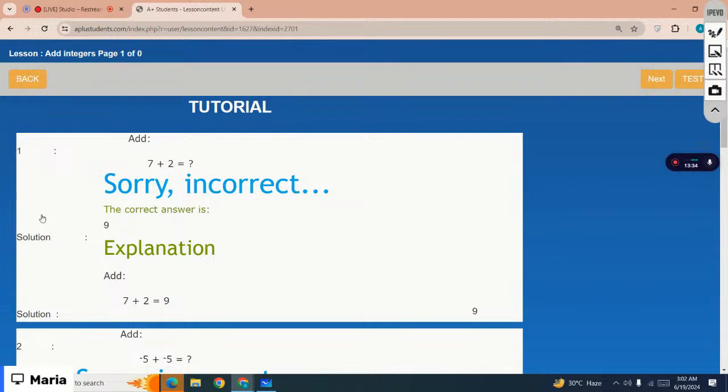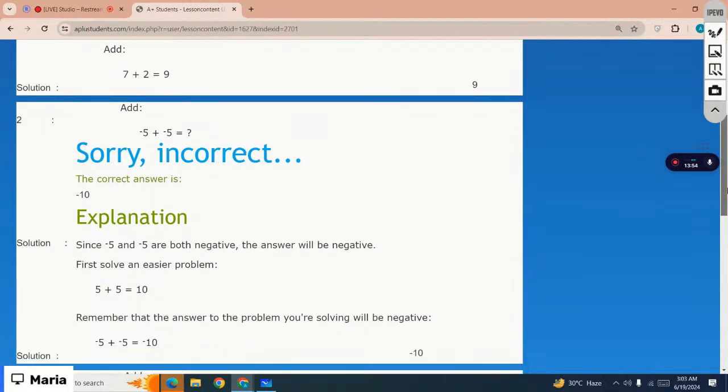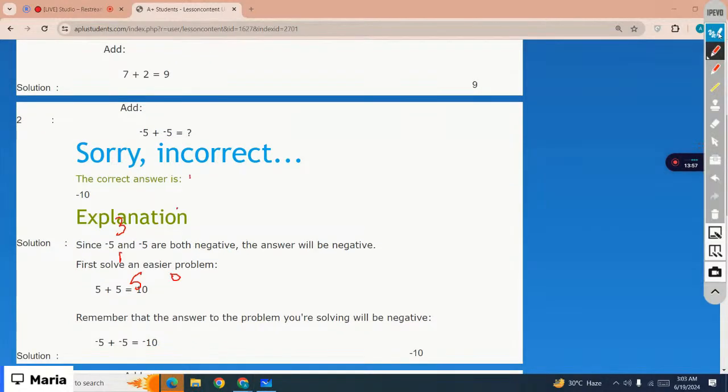So we are going to learn how to add integers. The first example is 7 plus 2. Both the integers are positive, right? If you're not given a sign with the numbers, that means they are positive. So 7 plus 2 is 9. Look at the second example: negative 5 plus negative 5. You're going to add two negative integers. They both have negative signs. You add them, but the answer is negative because both numbers are negative. So negative 5 plus negative 5 is negative 10, right?